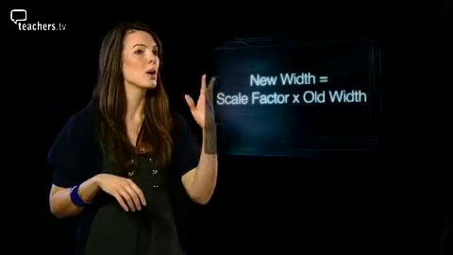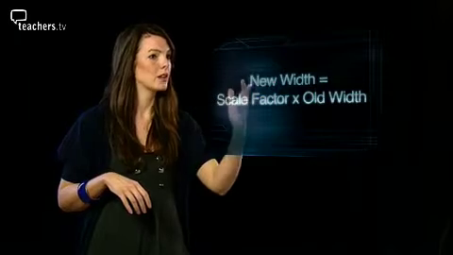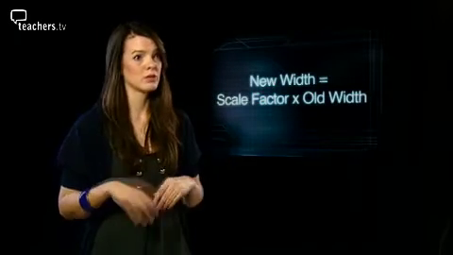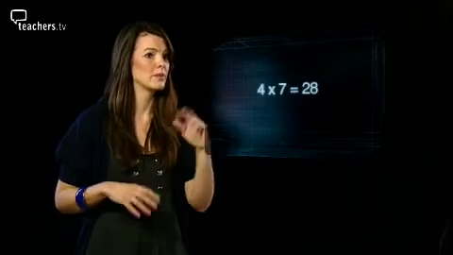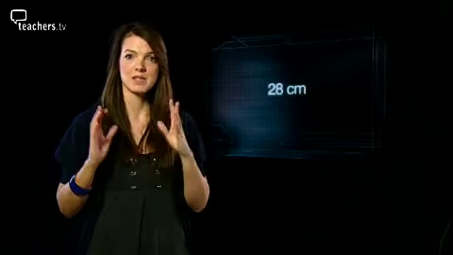Now, to keep the photo in proportion, so Dave doesn't have a skinny face or a really fat face, we have to multiply the width by the same scale factor. So that means our new width will be the scale factor times the old width. So 4 times 7 gives us 28. So that means our new photo will be 28 centimetres wide. Easy. So the scale factor is a really important thing to know when working with enlargement.